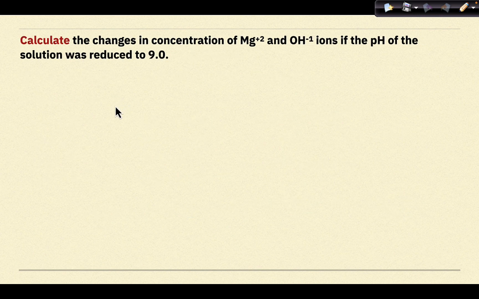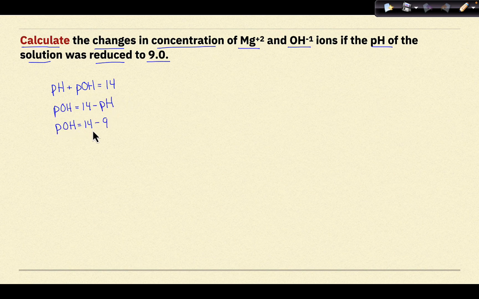Now let's look at a situation with a different pH. Calculate the changes in concentration of magnesium ions and hydroxide ions if the pH of the solution was reduced to 9.0. So again, we're going to start out with our pH plus pOH is equal to 14 to solve for pOH. We will rearrange the equation to solve for pOH. We'll plug in our number for pH and solve for pOH.